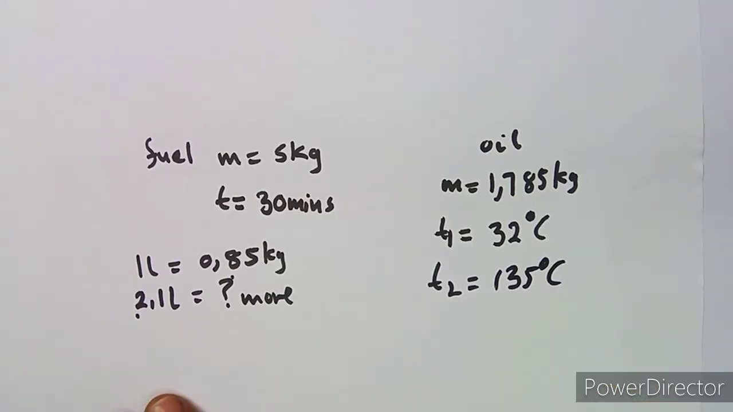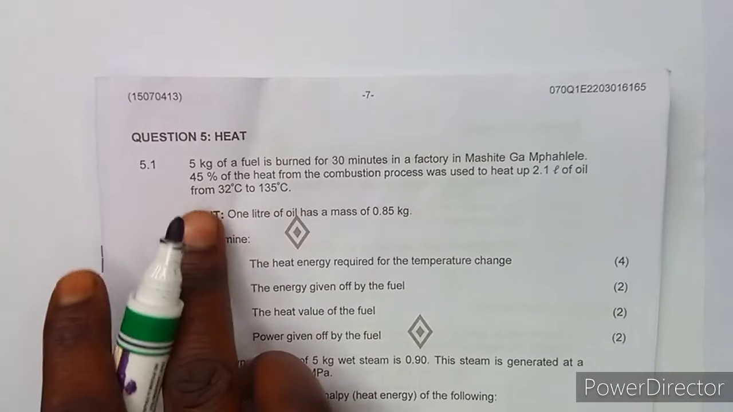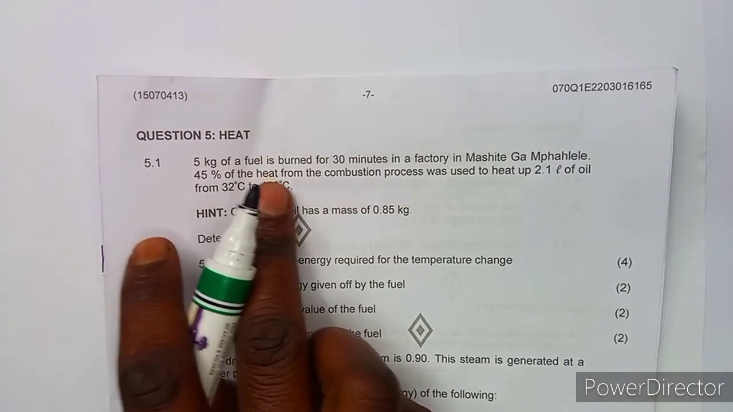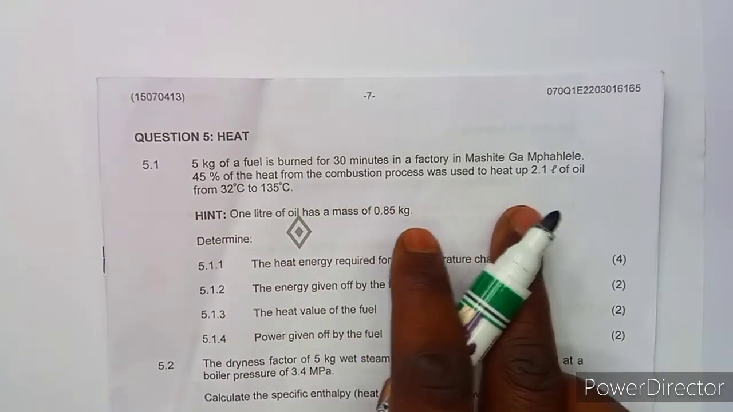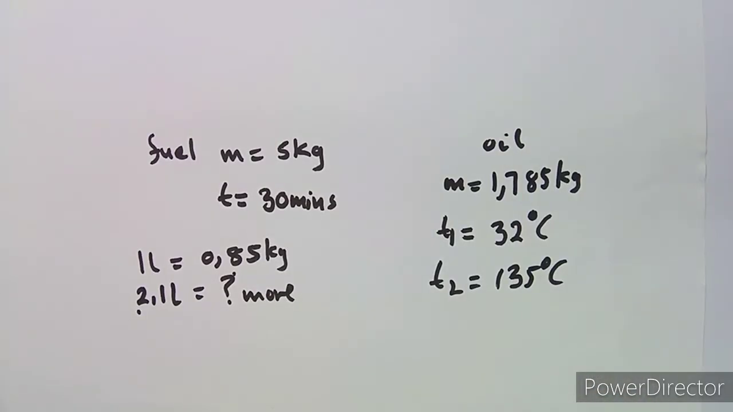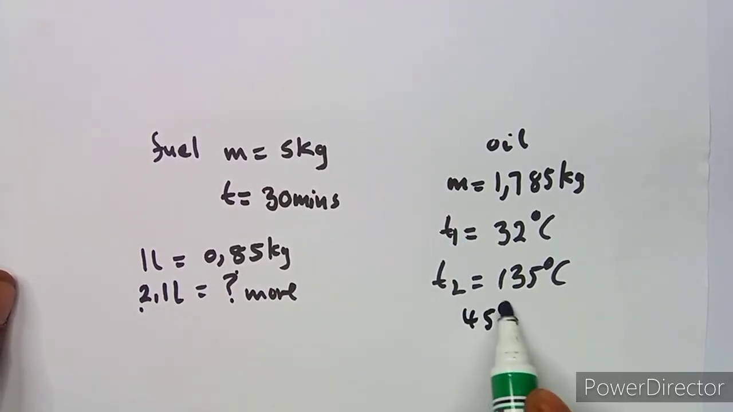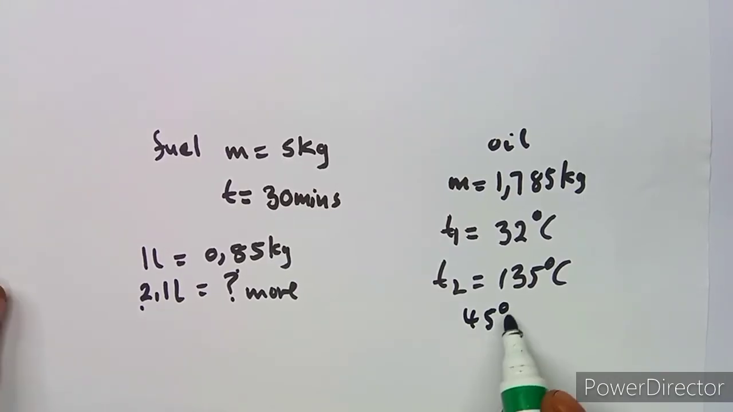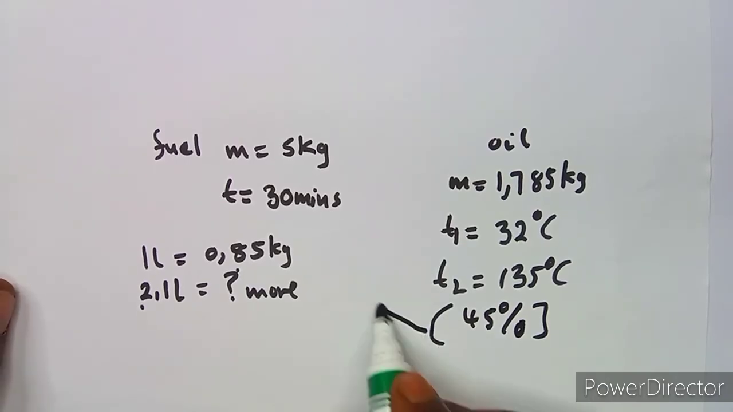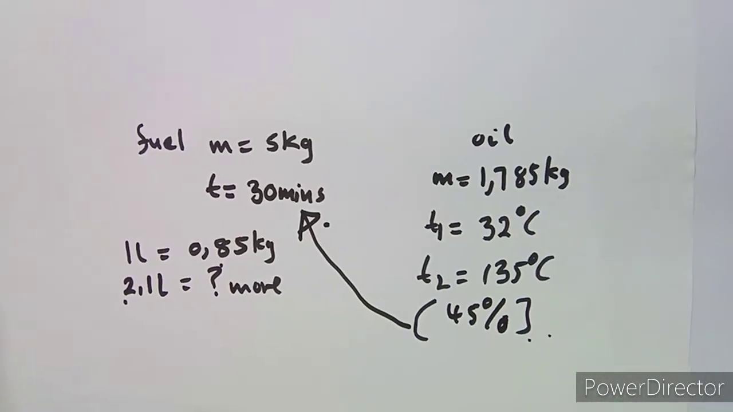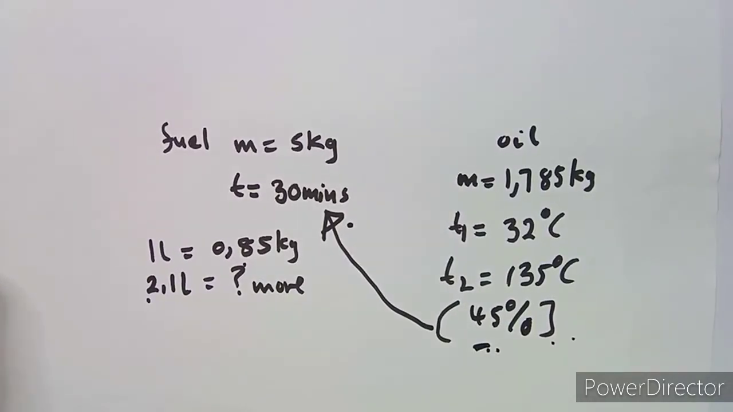All right, that's what we have for the oil, but we are given that 45% of the heat from the combustion, which means from this fuel that was used, is the one that was used to heat this oil. So this oil was heated by 45%. So 45% was used here. We used 45% to heat up the what? To heat up the oil. So from the one that we had from the main one, we used 45%. Okay, so we are going to talk about this 45% concept.